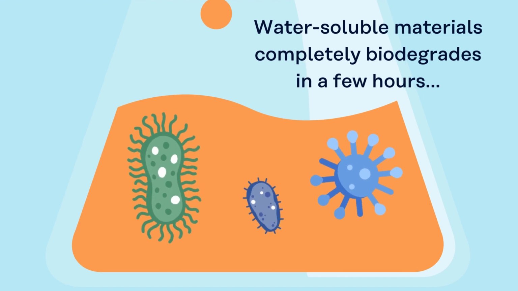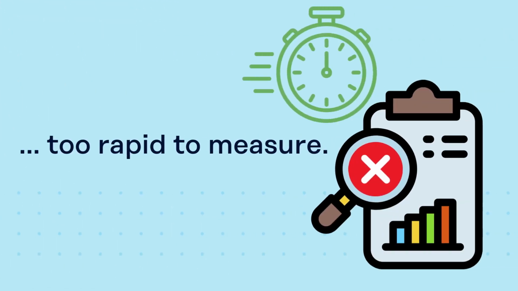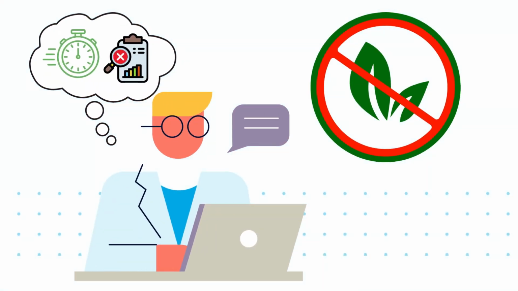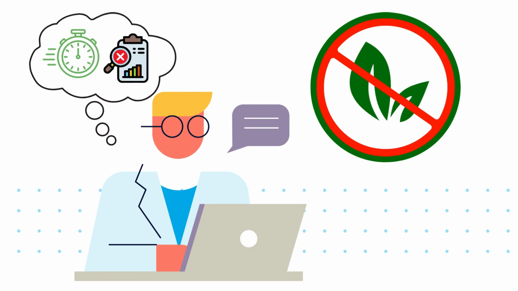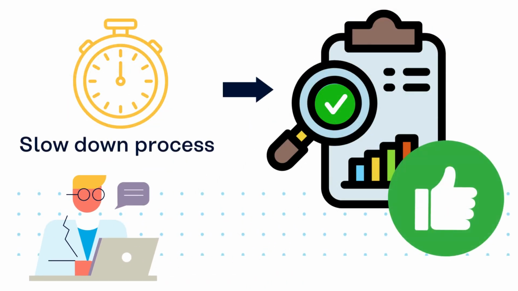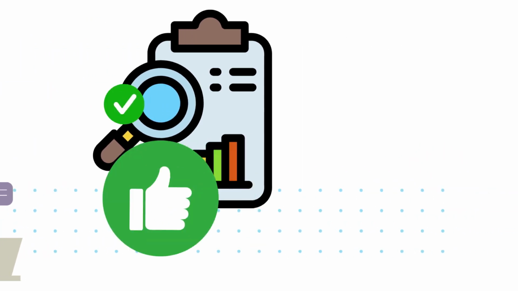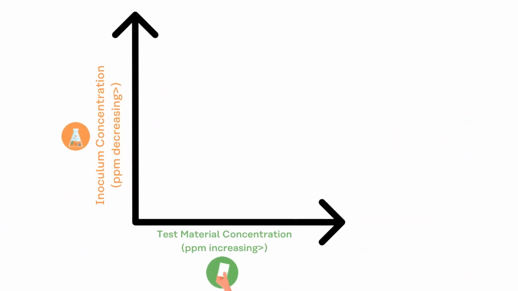In fact, this biodegradation is too rapid for normal analytical instruments to measure it. Scientists felt that this is not enough to qualify a material as biodegradable, and they wanted to slow down the process so that it could be measured and definitely proven. They set about doing this by looking at two vectors, the test material concentration and the inoculum concentration.